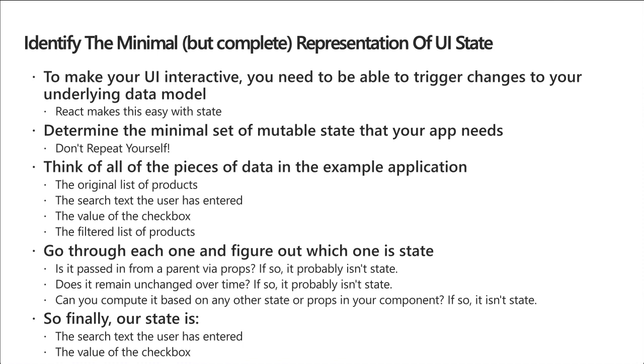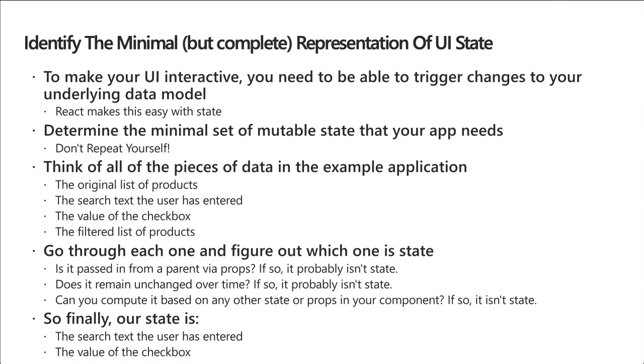Think of all the pieces of data in your example application. We've got an original list of products. We have the search text the user entered, the value of the checkbox, and the filtered list of products. So let's go through each one of those and figure out which one is state, and simply ask three questions about each piece of data. Is it passed from a parent via properties? If so, it's probably not state. Does it remain unchanged over time? If so, it's probably not state again. Can you compute it based on any other state or properties in your component?